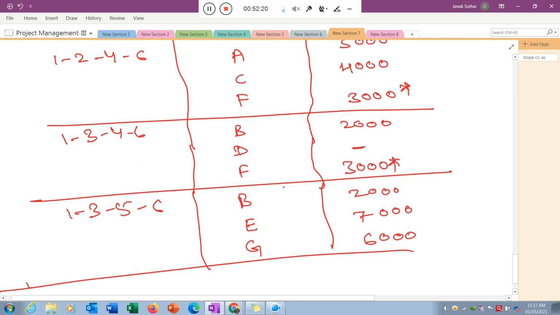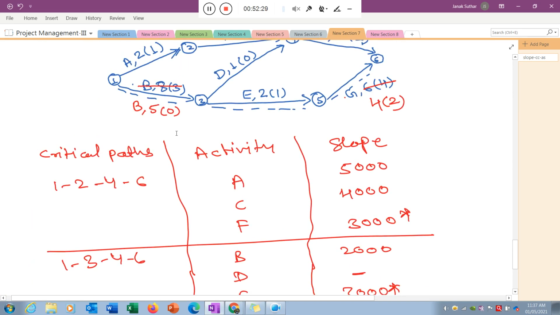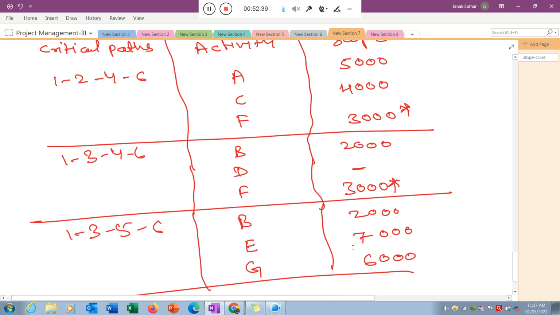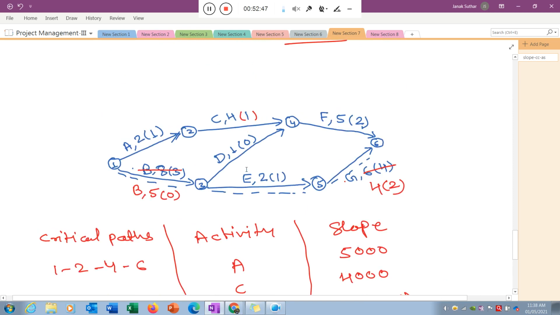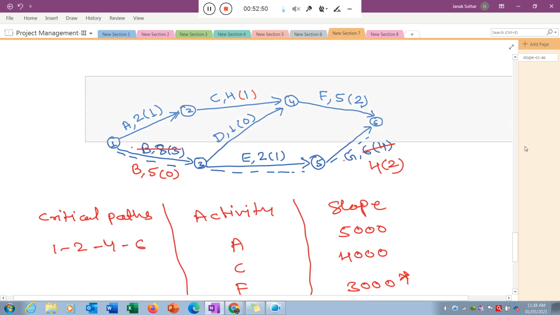Now if I talk about 1356, which one is economical? Here in 1356, B I cannot reduce because I utilized all the reduction feasibility in B. If I talk about E, I can reduce by 1 week, as mentioned here. G I can reduce too, but G is more economical, so that's why I choose this activity G. So these three I selected for crashing. Okay, give me 5 minutes, I will complete now.